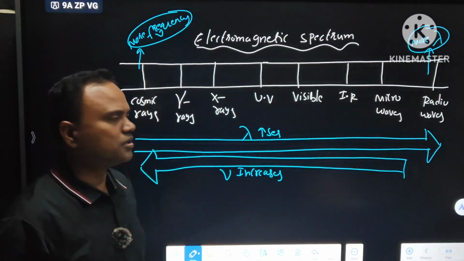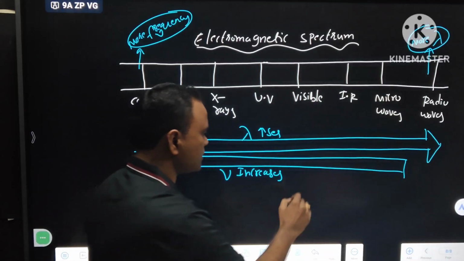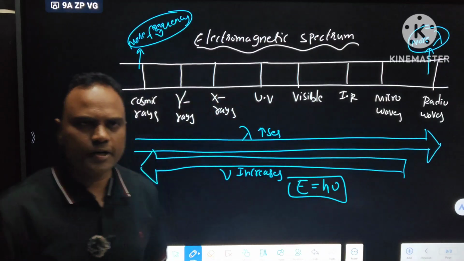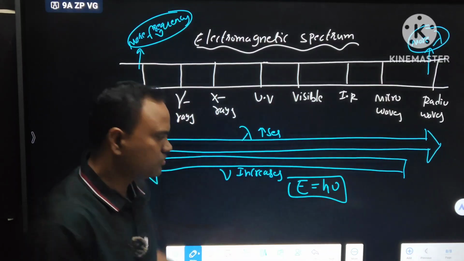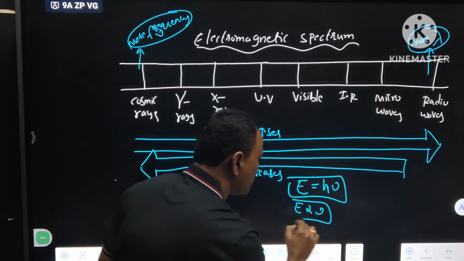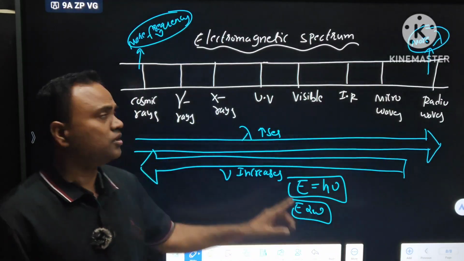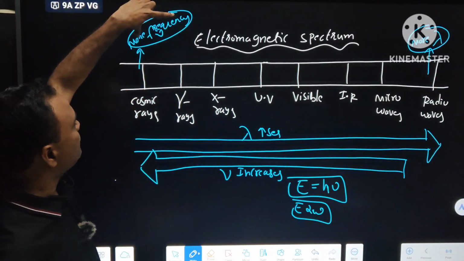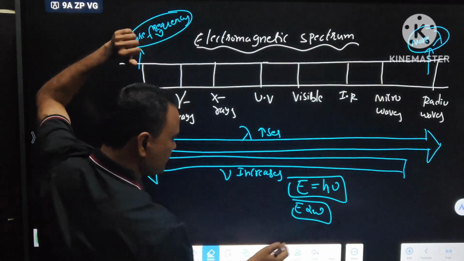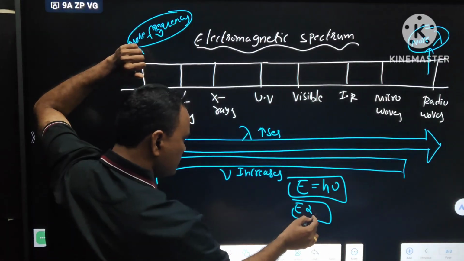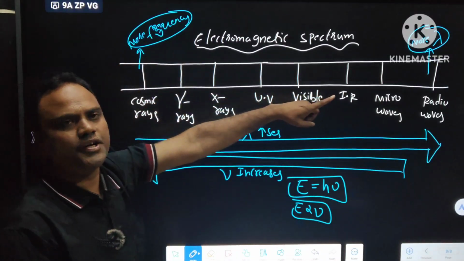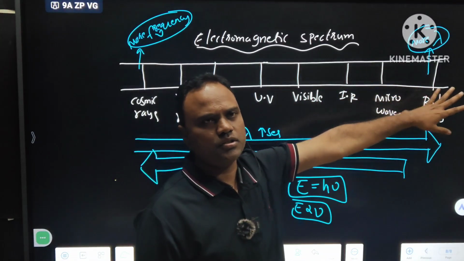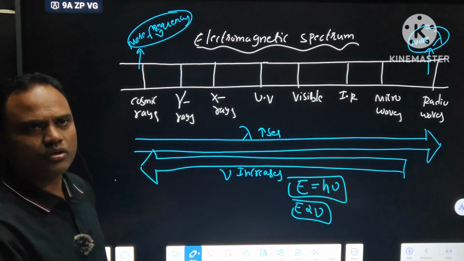And a very, very important relation, which we will discuss in the next topic: energy is equal to h nu. E is equal to h nu. Frequency is directly proportional to what? Energy. So high energetic radiation is cosmic rays. Why? Frequency is more, so energy will be more. Low energetic radiation is radio waves, because frequency is less. Clear? Just practice this.